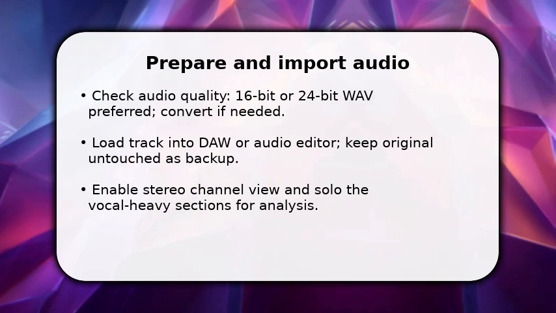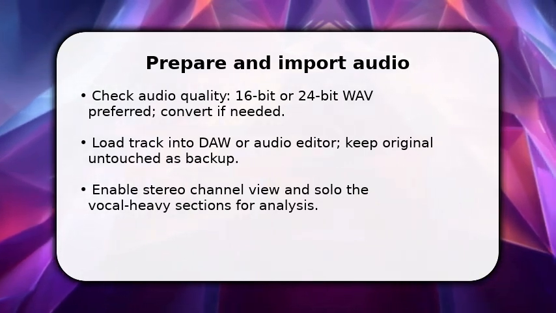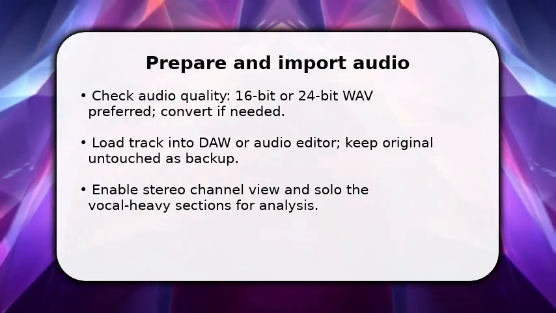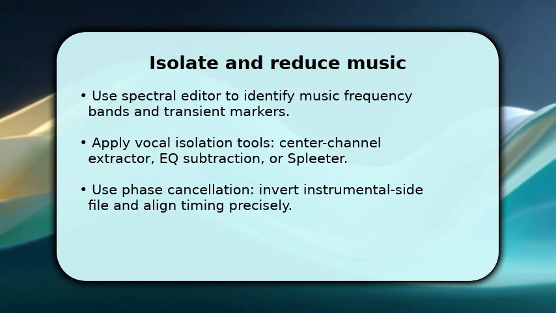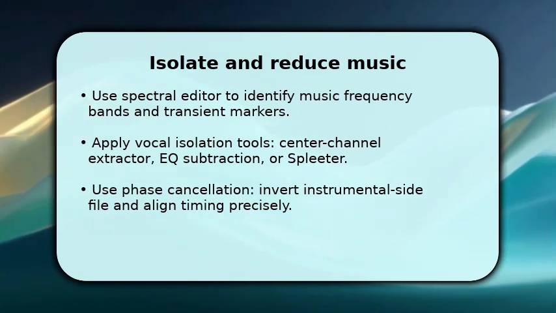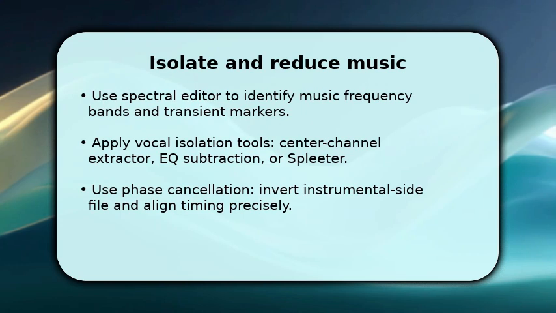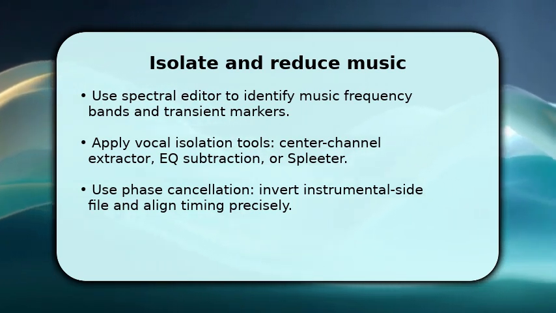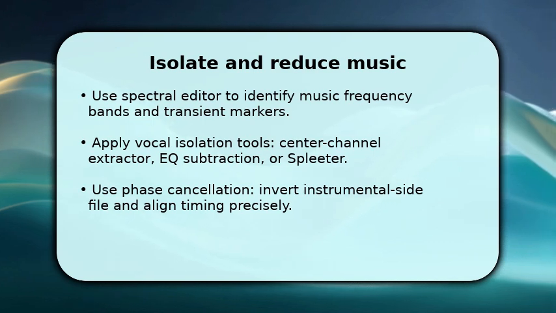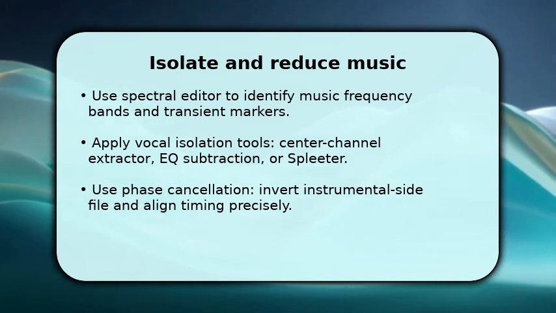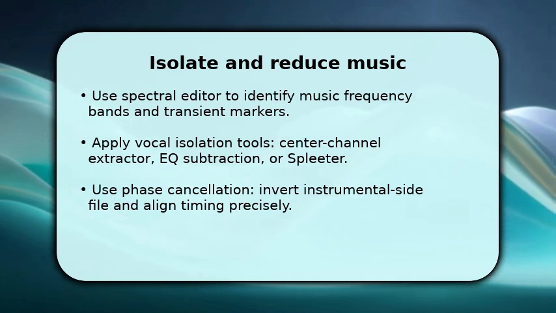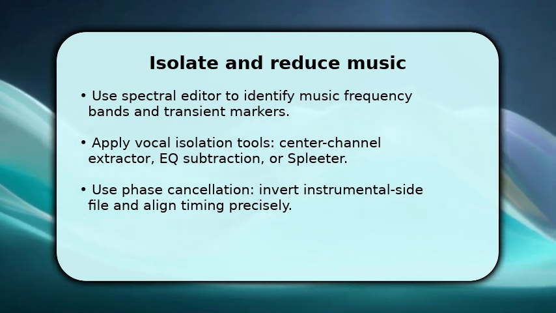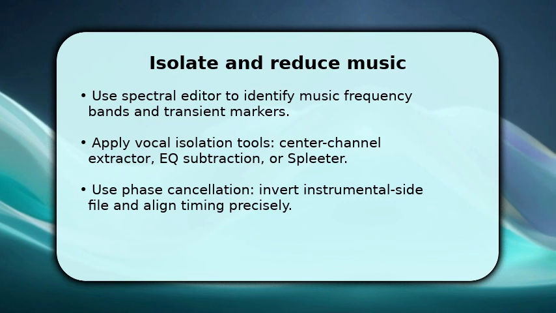Next, isolate the music content using targeted tools. Open a spectral editor and mark recurring instrumental bands, then use a notch EQ or spectral repair to attenuate them. Simultaneously run a vocal isolation model like Splitter or a center channel extractor to separate stems. This gives you a cleaner vocal stem to reference. When applicable, export an instrumental stem and use phase cancellation by inverting and aligning it. This reduces music energy while preserving vocal integrity if timing and phase match.